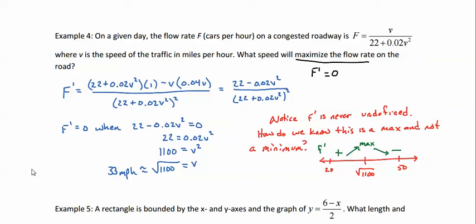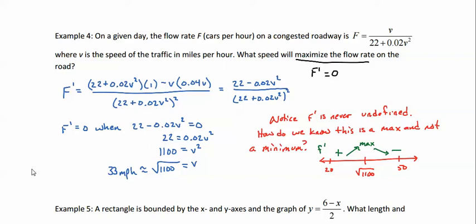And if you ever tell your passenger that you're driving at the square root of 1100 miles per hour, they'll probably ask you to pull over so they can call a cab. So let's simplify that in a real life problem like that. Square root of 1100, let's call that 33 miles per hour. 33 miles per hour is the velocity that will maximize the flow rate on the road.